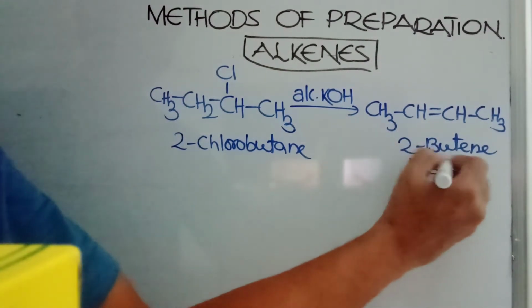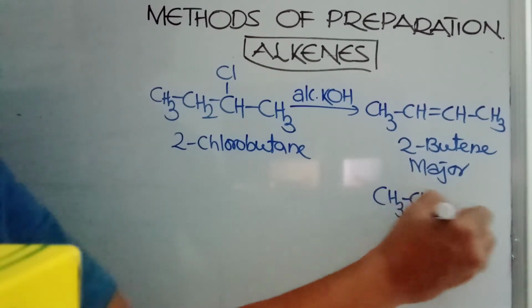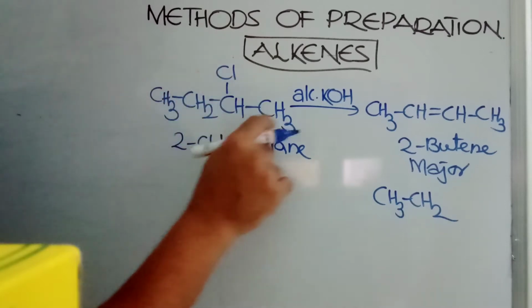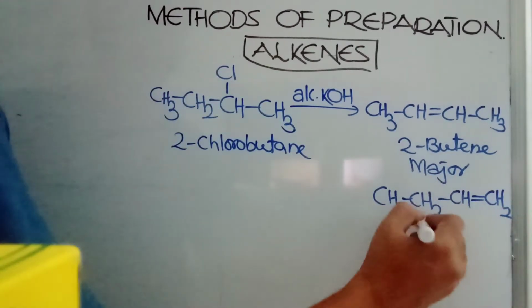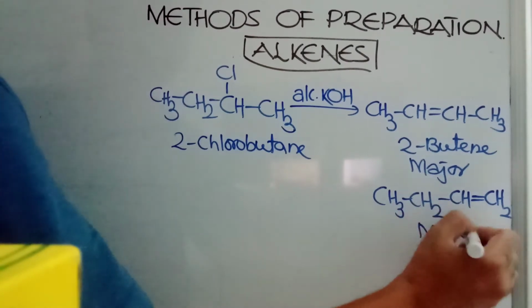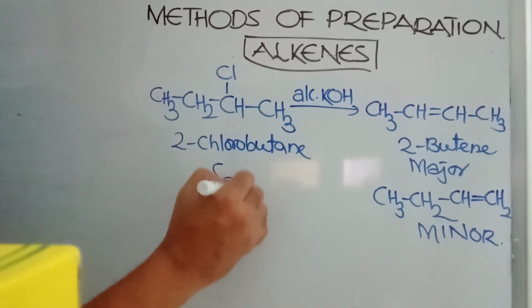You can write 1-butene also: CH3CH2, chlorine from here, hydrogen from here. There is a possibility, so this will be 1-butene. 1-butene is less stable, and the less stable product is always the minor product. The more stable product is the major product. This rule is called Saytzeff rule.